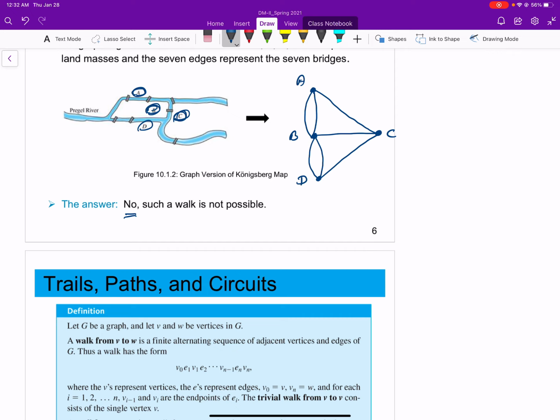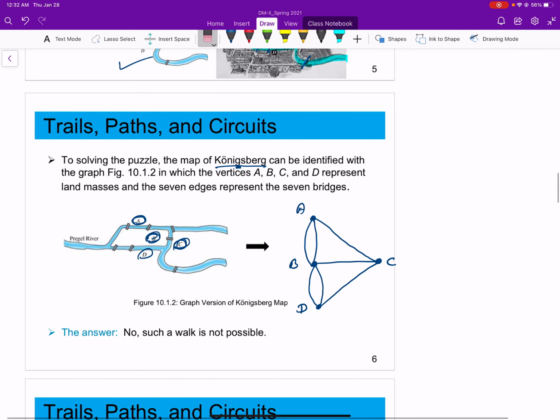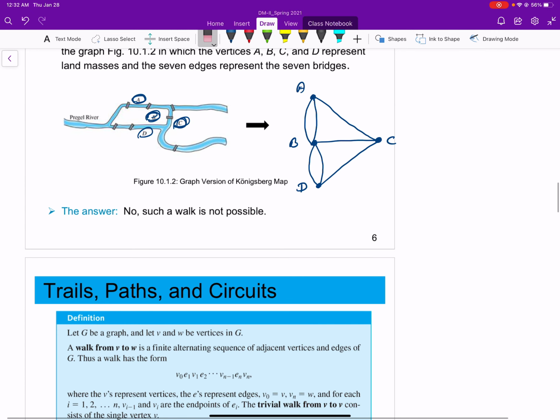So you could get the answer easily once you have this graph. Okay, so that is the meaning of graphs. The graphs are very helpful to understand this dynamics. All right, so that is the Konigsberg problem, the famous Konigsberg problem, which is from 18th century.